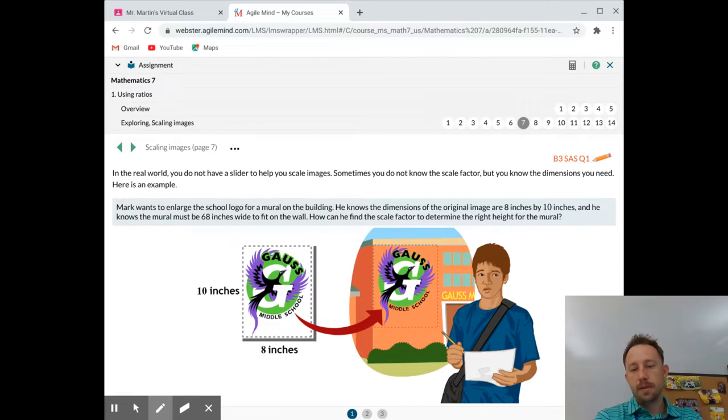Say that again. All right, it is 8 to 10, but I want to know what is the actual width. So looking at that picture, what is the width? It's 8 inches. All right. So what do we need to do to determine how to make it 68 inches? Or what scale factor, how could we figure out the scale factor to make it become 68 inches?